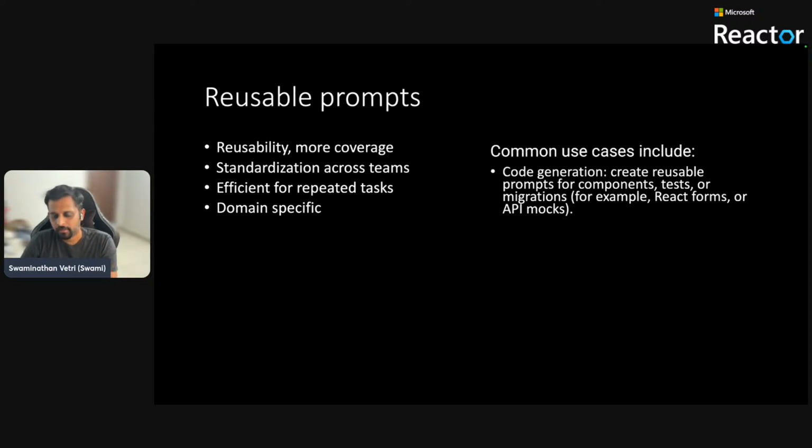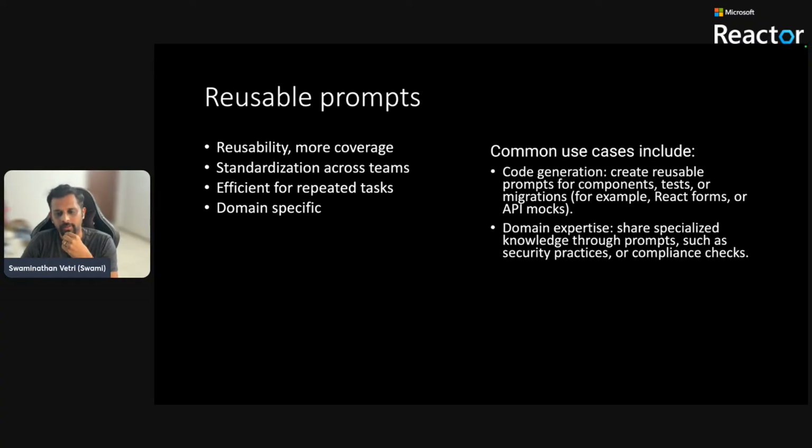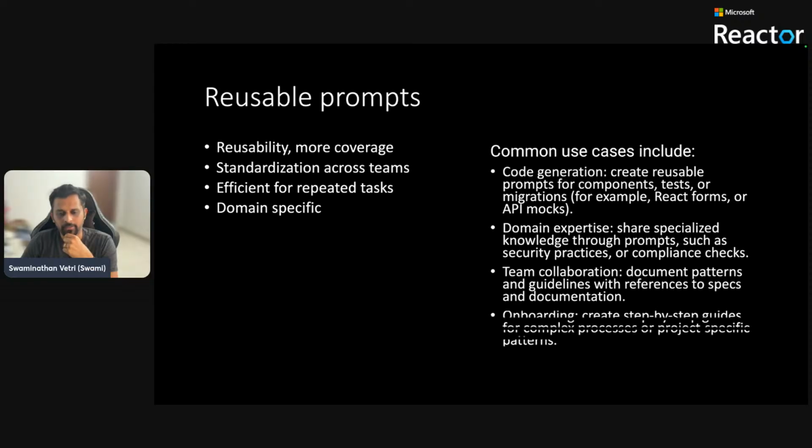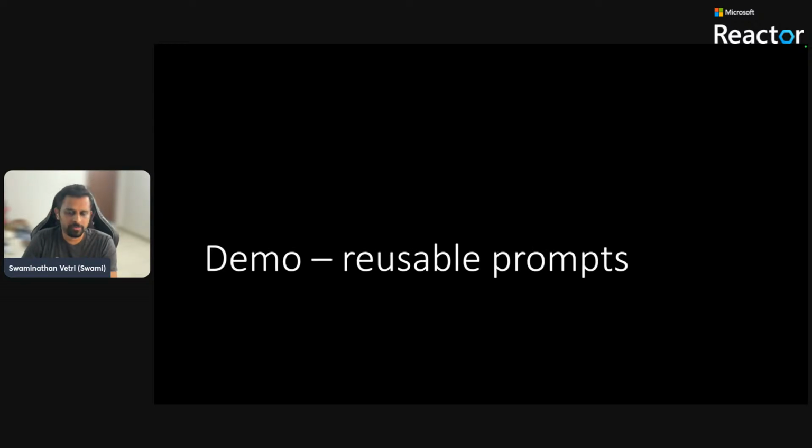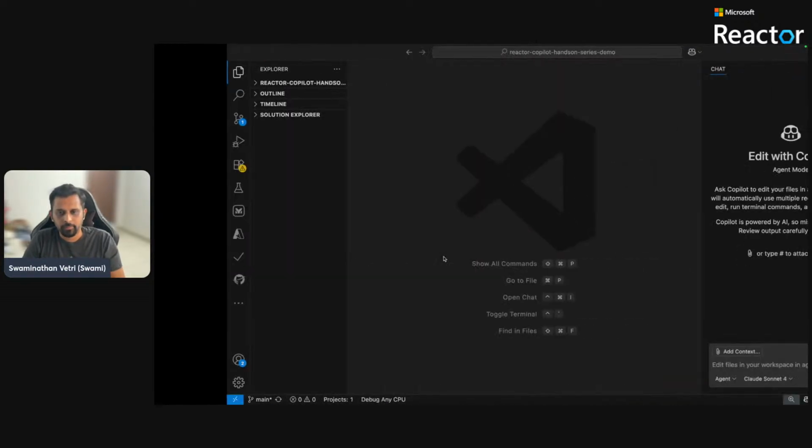Code generation: creating reusable prompts for components, tests, or migrations. Like I said, if you keep on creating new React forms or creating API endpoints, you can use reusable prompts for that. Then domain expertise, like I said, sharing specialized knowledge through prompts, such as security practices, compliance checks, etc. And it also helps in team collaboration. And onboarding: you can create step-by-step guides for complex processes or project-specific patterns. These are some of the examples where you can use reusable prompts. All right, now let's quickly go and see the demo.